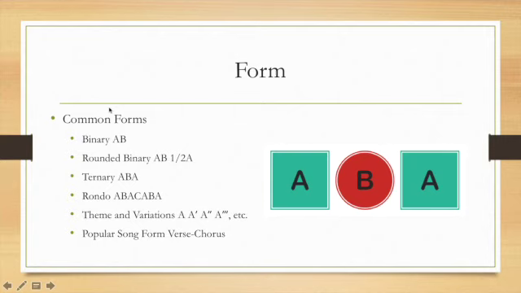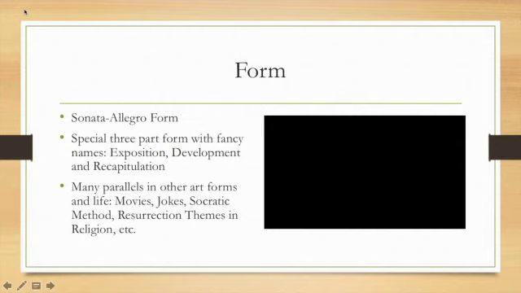There's one more form I want to point out to you. I think it's worth mentioning for a second, spending a little bit of time on. It's a pretty specific form. It's called sonata allegro form. This emerges during the classical time period, which we'll talk about in a couple weeks. So we're talking 1750 to 1820. We're talking the 18th century.